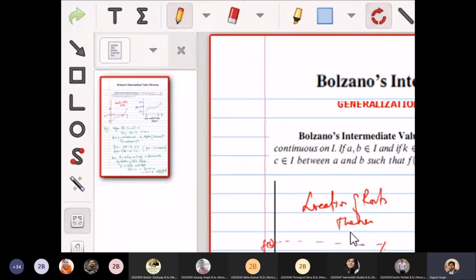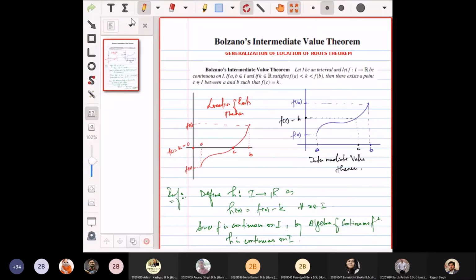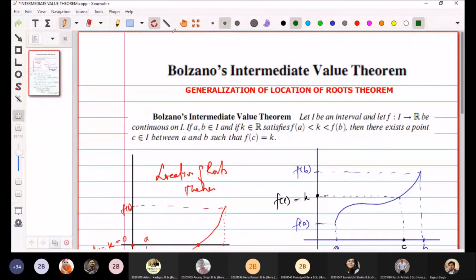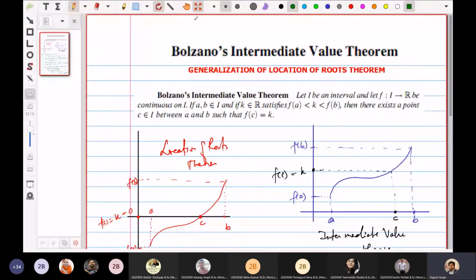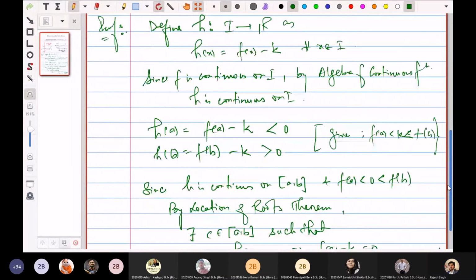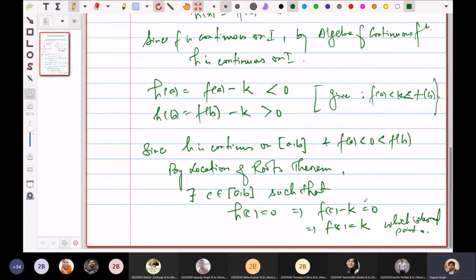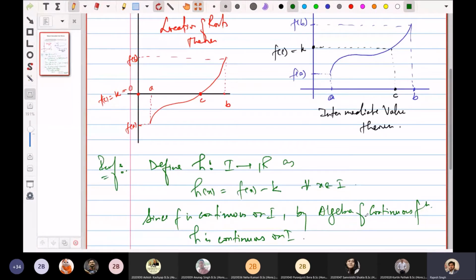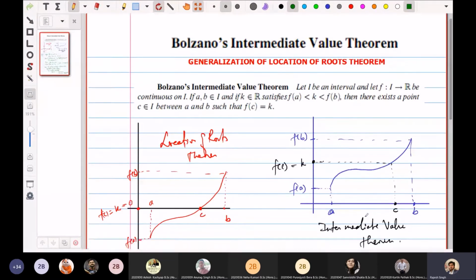Okay, so this is what we had to prove. So we are able to prove this. By the location of roots theorem, we are able to prove that there exists a point c belonging to interval AB such that f of c is equal to k. So this proof is done using the location of roots theorem.